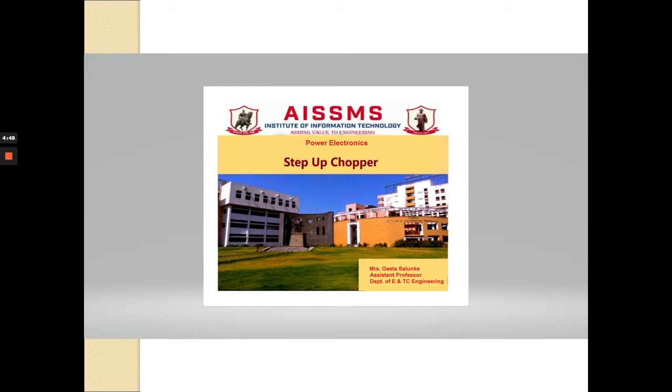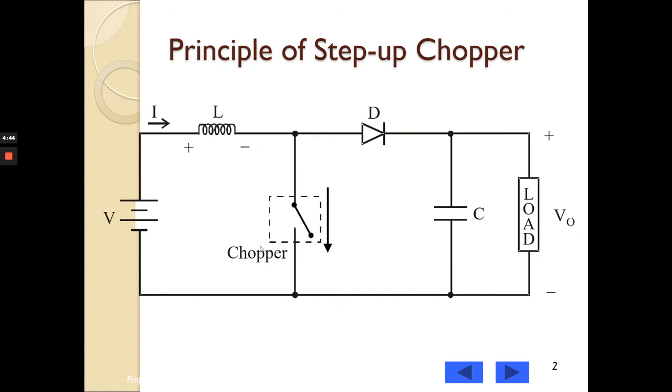Now I am going to explain the step-up chopper of power electronics. This is the general block diagram of the step-up chopper. Here a thyristor is used as a switch at the place of the chopper.